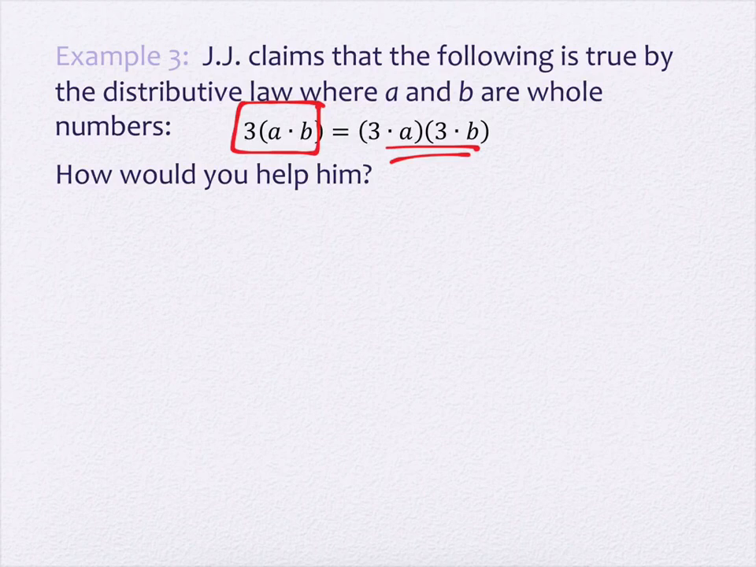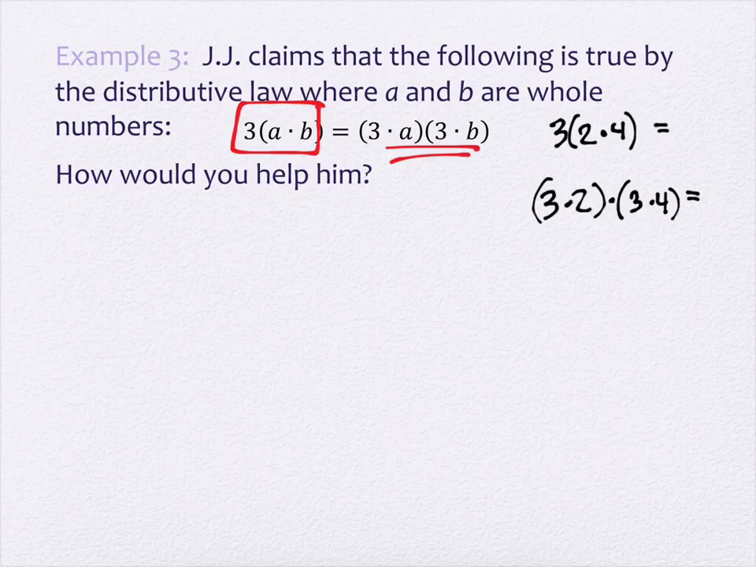All right, I want you to try an example. Here's what I want you to do. I want you to take a pencil. I want you to write down A is equal to 2, and B is equal to 4. Okay? So I want you to do the left-hand side, 3 times 2 times 4, and figure out what the left-hand side is. And then I want you to find 3 times 2, and then times 3 times 4. Because if he's correct, these will be equal.